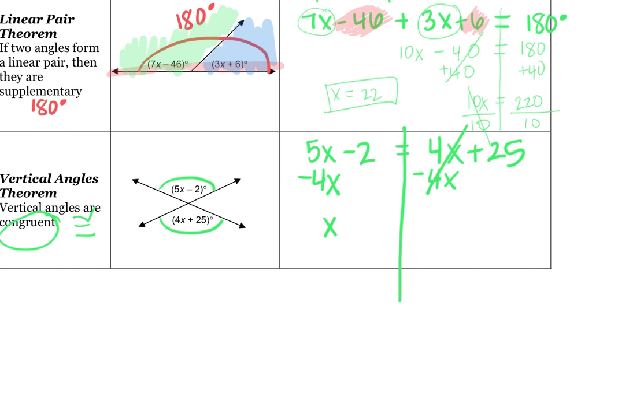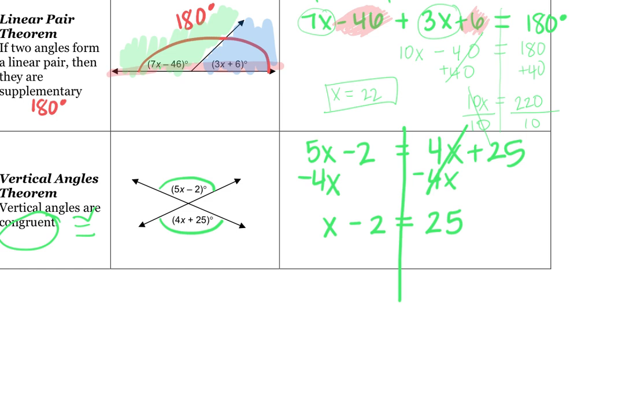I'm going to bring down that negative 2 that I haven't used, and it's equal to 25 because 4x went away. So this is what I have so far: x minus 2 equals 25. Now I'm so close to finishing. Remember, the goal is that x would be on one side all by itself.